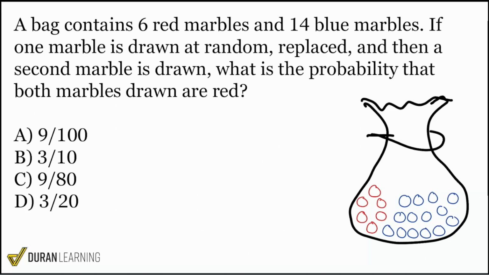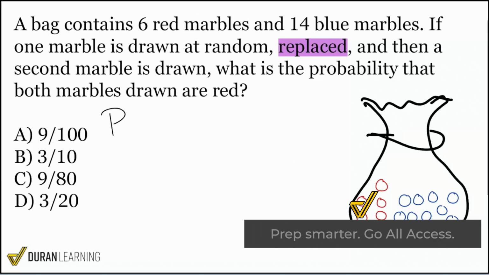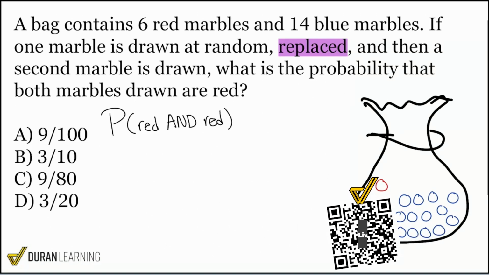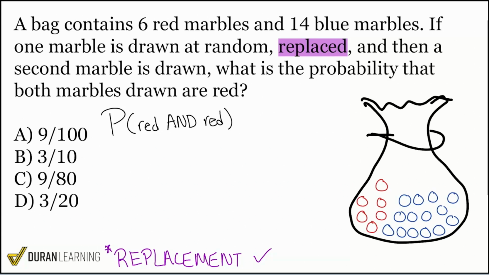I'm going to highlight that they are replaced. Everybody remember, the word replaced means if I were to choose a red marble, I would put it back before choosing again. That's what replacement is. I'm going to take a marble out for the first try, and I'm going to put it back in and try again. So if I'm trying to get the probability of landing on red and then red again with replacement, let me just write this out again. We are replacing. So replacement is a check. Yes, we are replacing the marble after we select it.